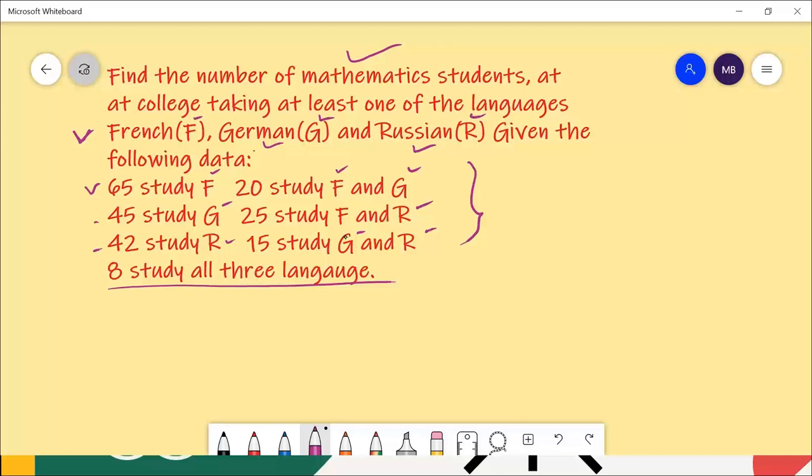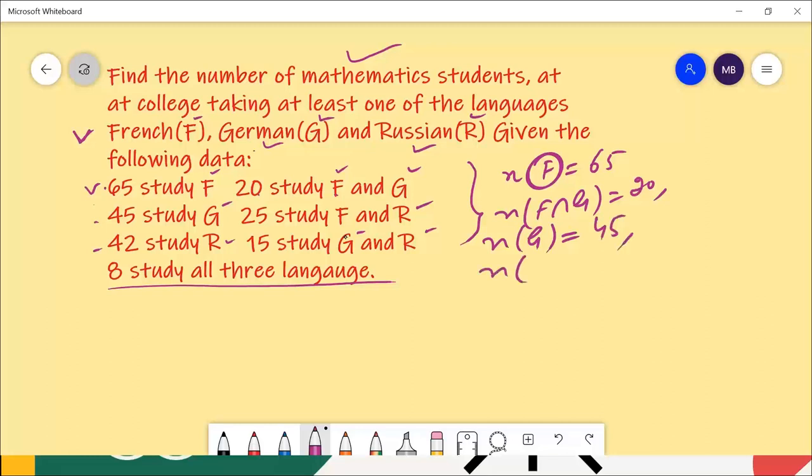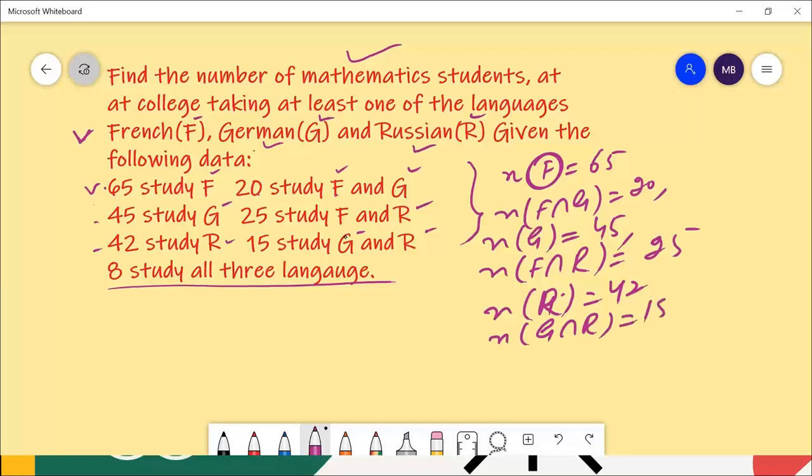Then the number of elements in F is 65. The number of elements in F intersection G is 20. Those who study German are 45. Those who study French and Russian are 25. Those who study Russian are 42. Those who study German and Russian are 15. And those who study all three languages, French intersection German intersection Russian, are 8. Now you have to answer this question.